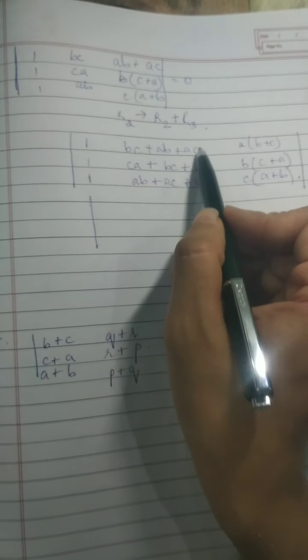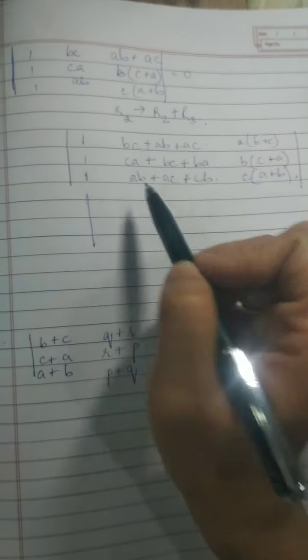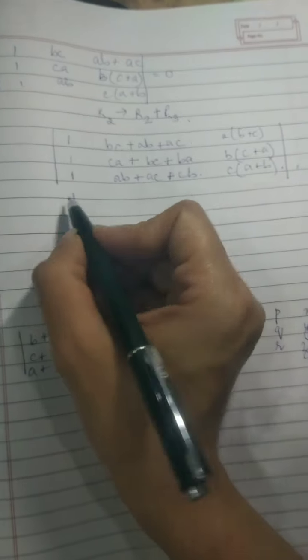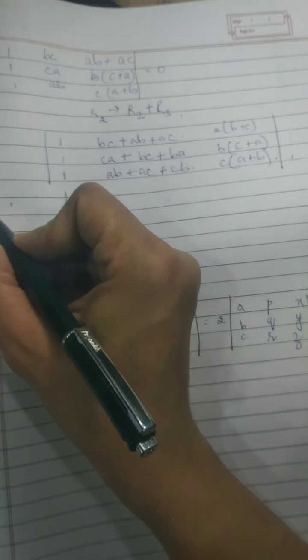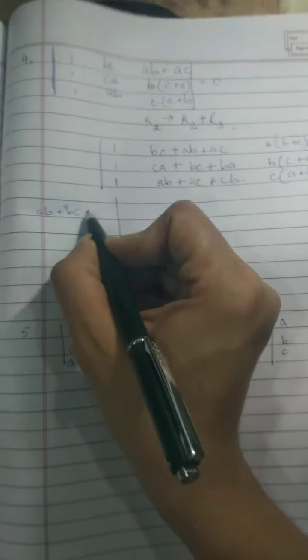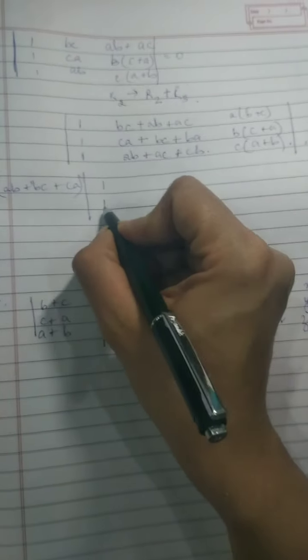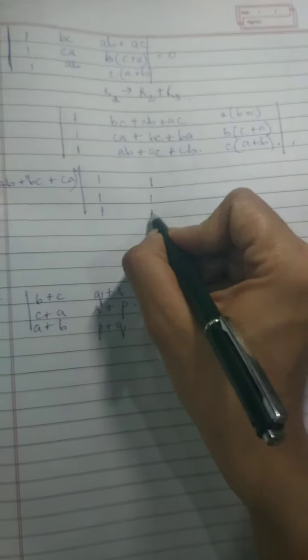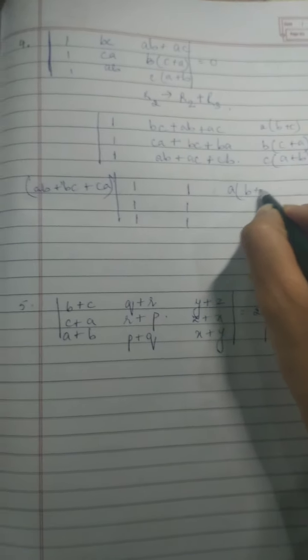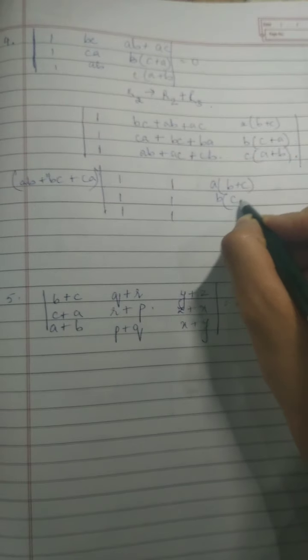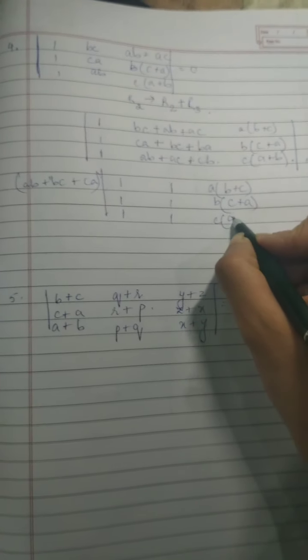Remember, all these three values, they are common in this particular column 2. So we take it common from column number 2. So we have AB plus BC plus CA. We've taken common from column number 2. What are we left with? 1, 1 and 1. This is A, B plus C, B, C plus A, and this is C, A plus B.